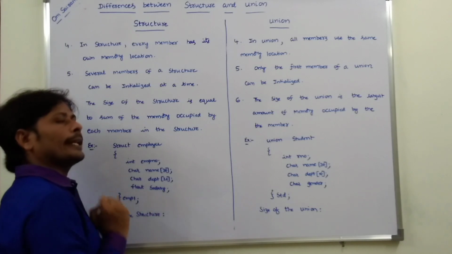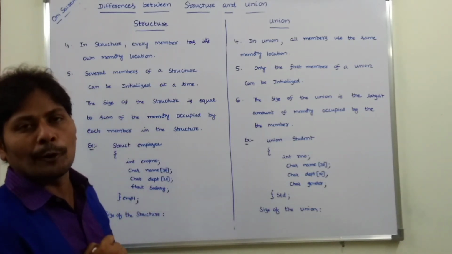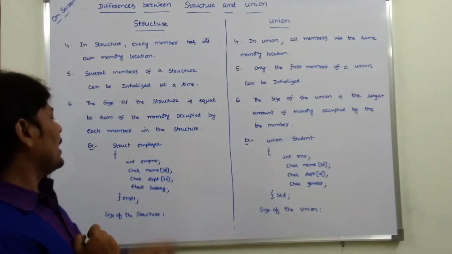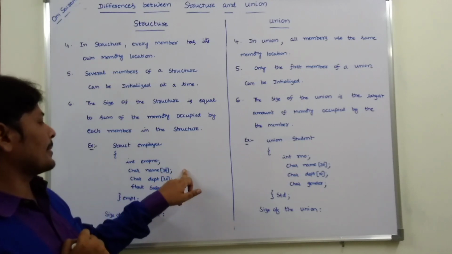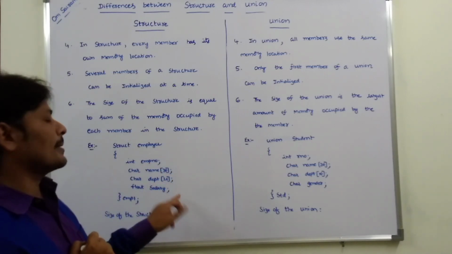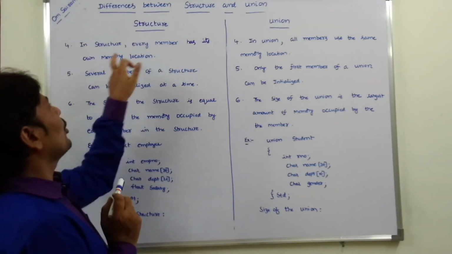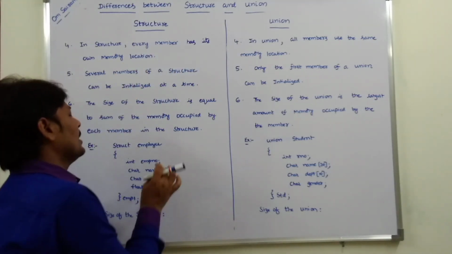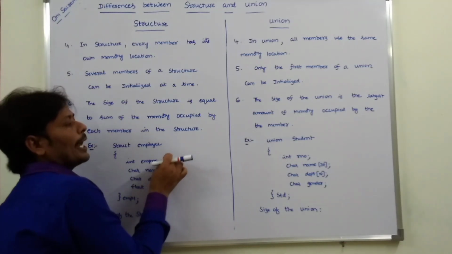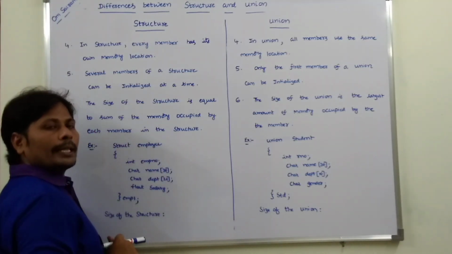Next, float salary. Float occupies 4 bytes. So this is 2 bytes, this is 30 bytes, this is 20 bytes, this is 4 bytes. Each member has its own memory location. So each member is stored at its own place in the memory.